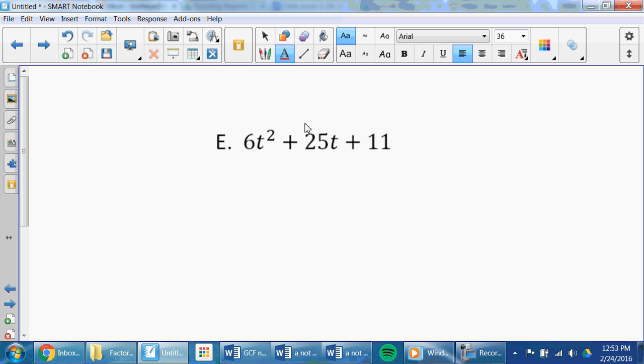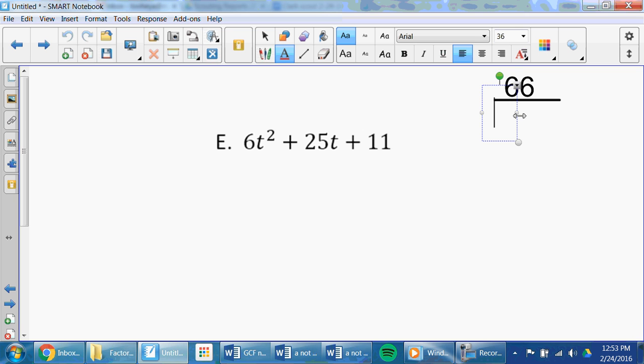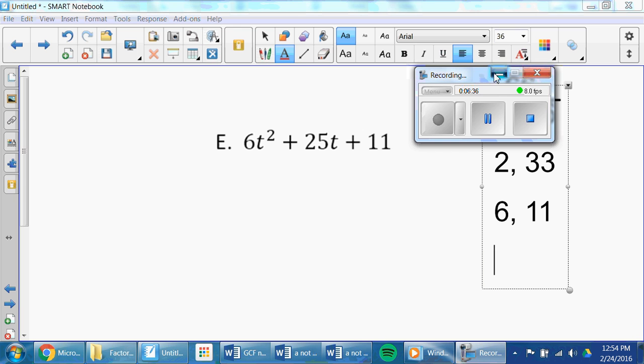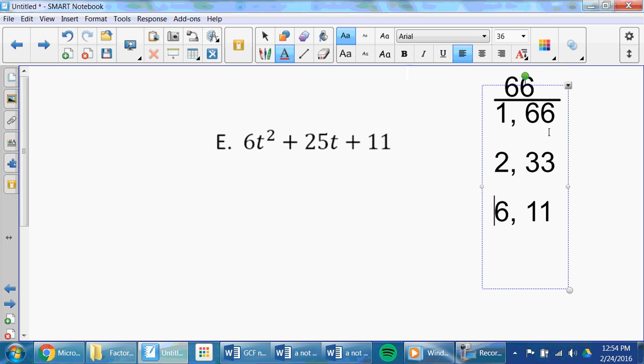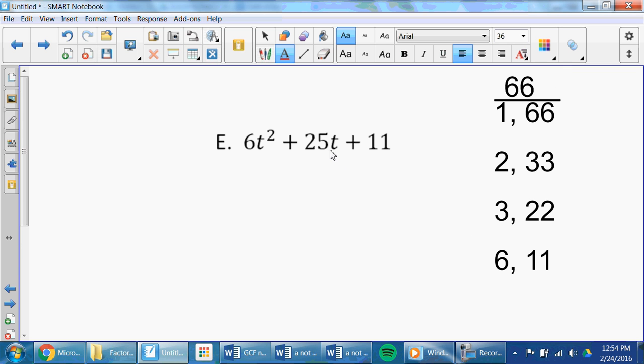Now we go to E. I do A times C, factors of 66 that add to B, 25. I got 1 and 66, not that one. 2 and 33, close. Let's see, 6 and 11. It's a little bit closer. Where's my factor chart here? My factor chart, I skipped one here. It should be 3 and 22. Those, when I add them together, will get me 25.